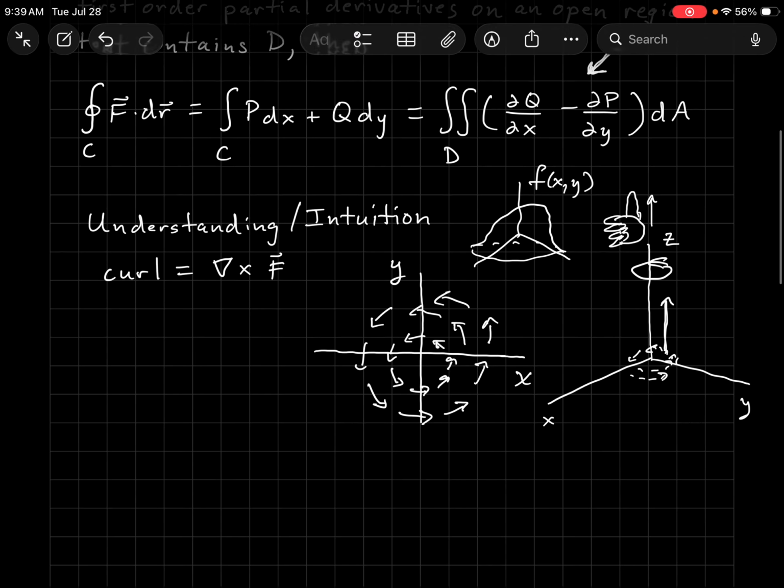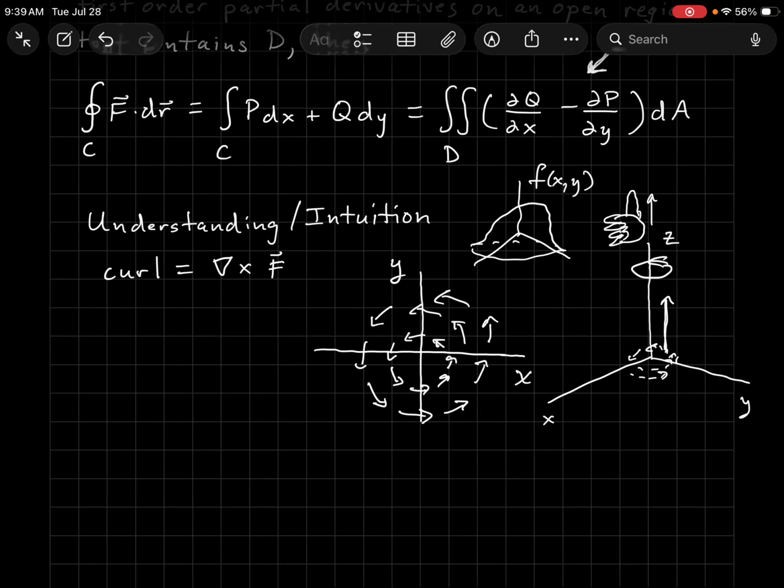Let's do just a brief talk about curl over here. What does it mean to be del cross F? So this is going to be the determinant of the following matrix, i, j, k. And then the del operator is the partial with respect to x, the partial with respect to y. And since we're in the plane, I don't have anything over in the z. And then my F will be P, Q, and then nothing in the k direction for this example here.